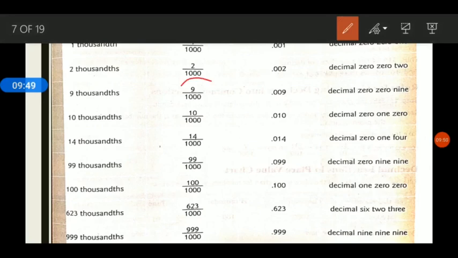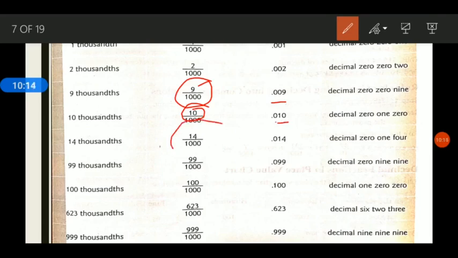See, 9 upon 1000. To make it a decimal, we have to put the decimal before 3 digits, and 9 is only 1 digit. So first put two zeros before 9 and then put the decimal. Similarly here 10 is given, but in the denominator 1000 is given. So how do you make it 3 digits? By putting a 0 before 10. Now it becomes 3 digits and then you can put the decimal.